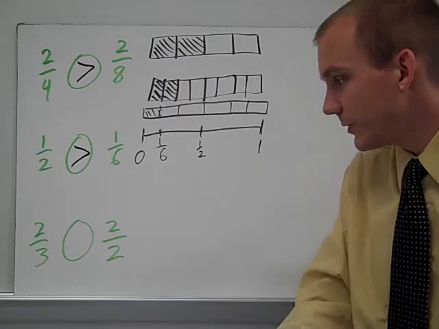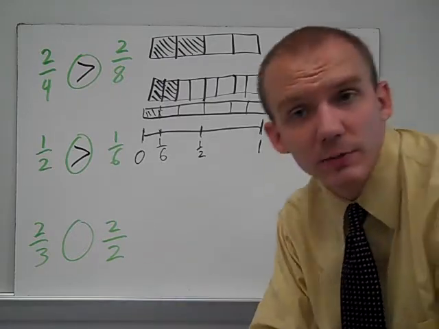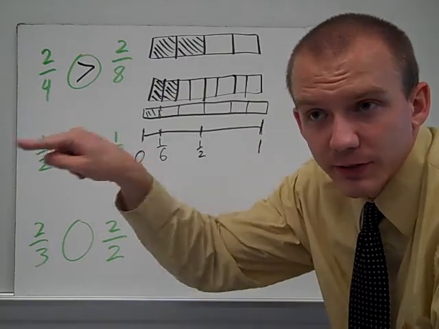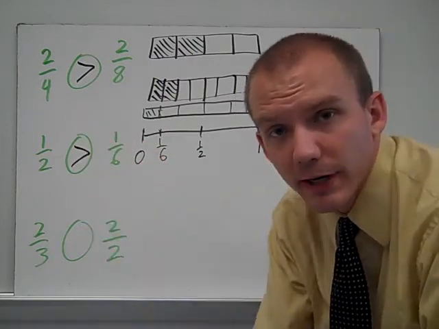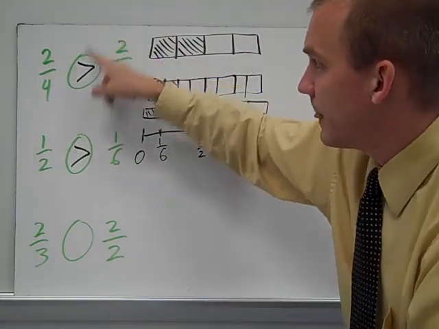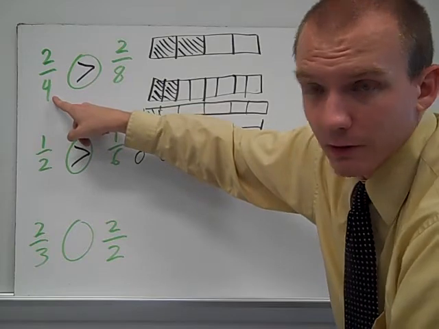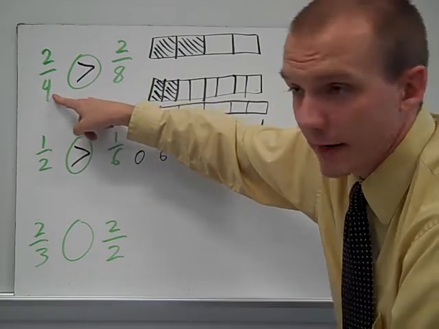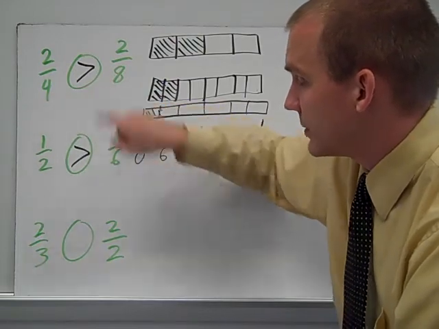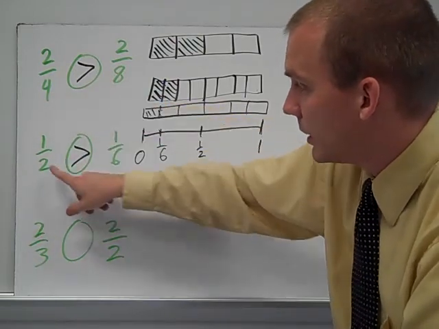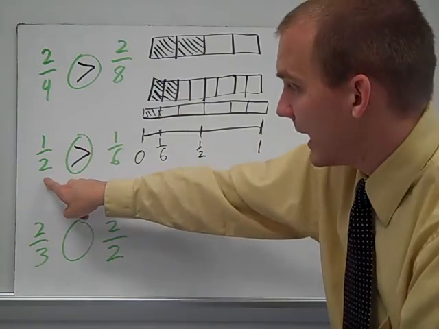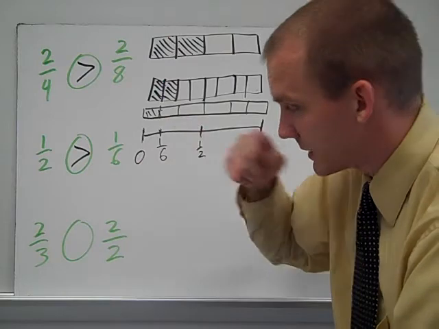And down here I have 2/3 and 2/2. And for this one I'm just going to talk about the trick you can do where you look at the numerators, they're the same. So then you kind of reverse compare the denominators. And that works up here. 2/4 and 2/8. Numerators are the same. The smaller denominator is the bigger fraction. So 4 is smaller than 8, so 2/4 is greater than 2/8. Down here, 1 and 1. The denominator 2 is smaller than 6, so 1/2 is greater than 1/6.